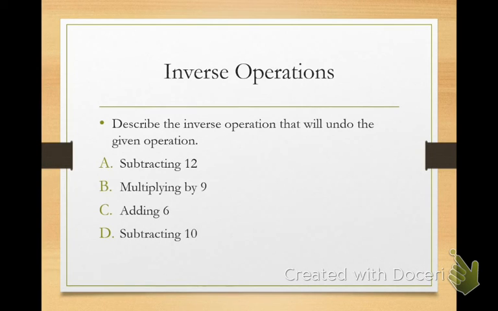Let's just kind of read these together. All right, what's the opposite of subtracting 12? Adding 12. What's the opposite of multiplying by 9? Dividing by 9. What's the opposite of adding 6? Subtracting 6. What about subtracting 10? Adding 10. All right, y'all want that on your test? Yes. All right, very good.